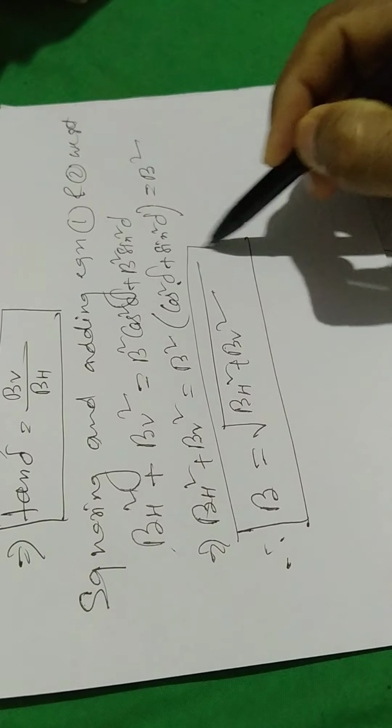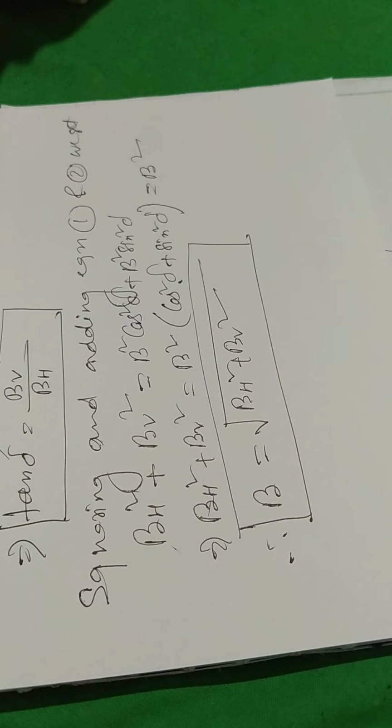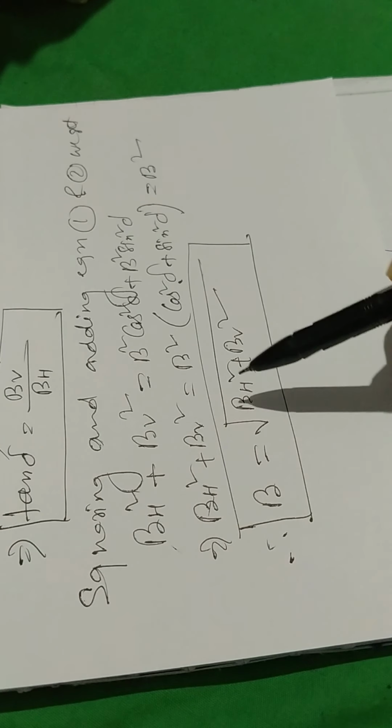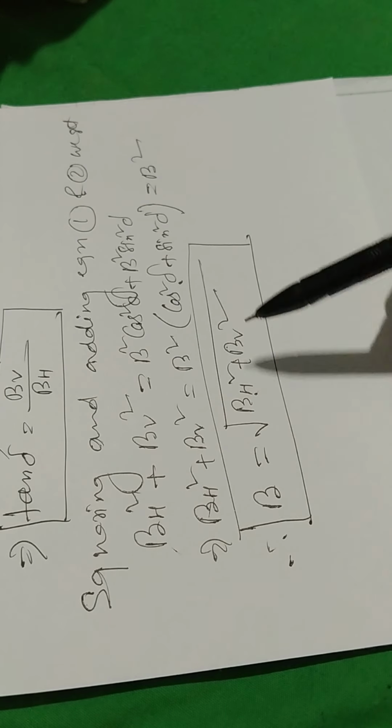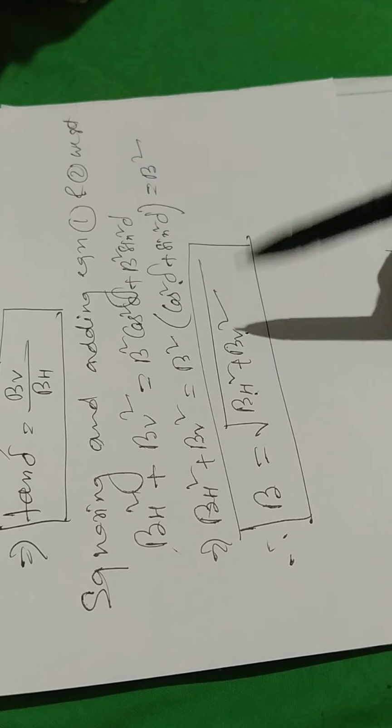This equation is used to find the total magnetic field of the Earth if we know the horizontal and vertical components of the Earth's magnetic field.